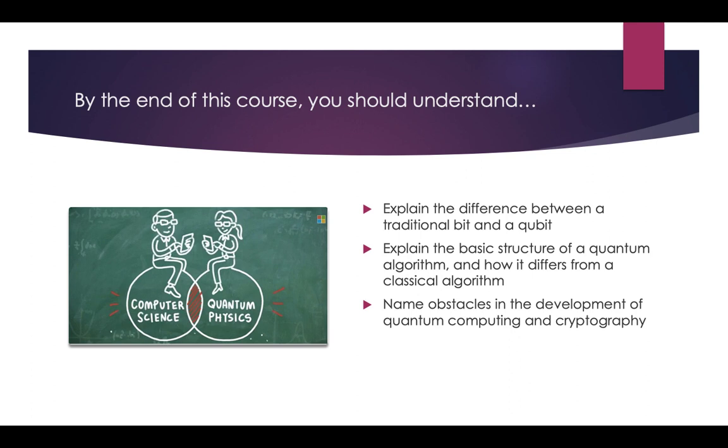By the end of this course, you should understand and be able to explain the difference between a traditional bit and a qubit, explain the basic structure of a quantum algorithm and how it differs from a classical algorithm, and name obstacles in the development of quantum computing and cryptography.